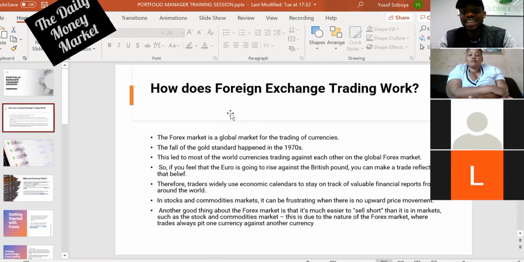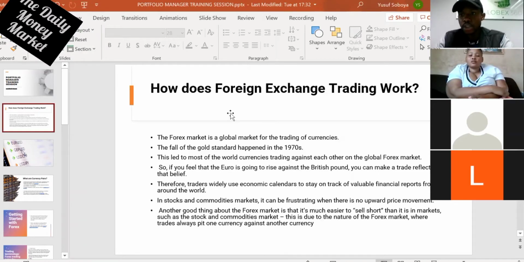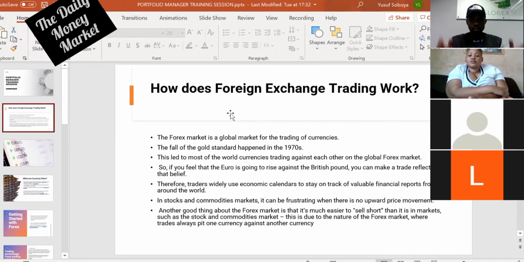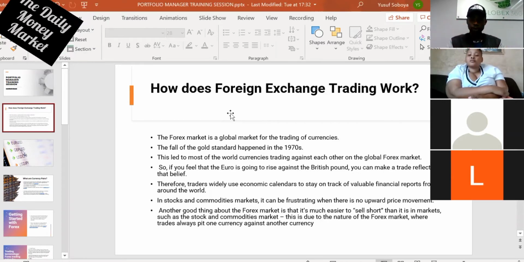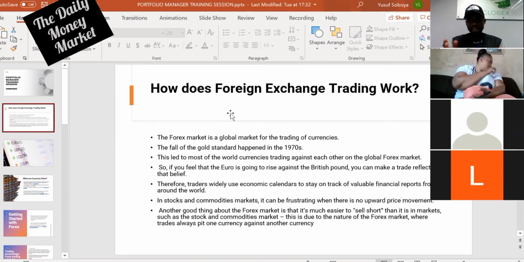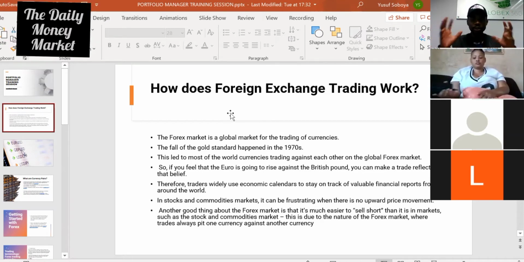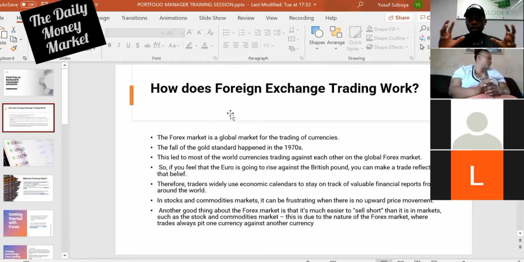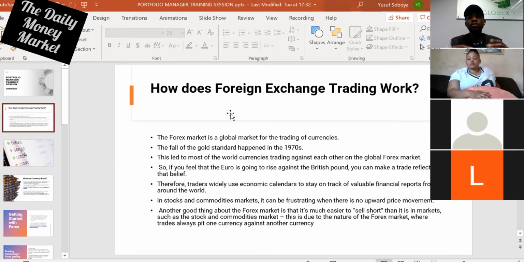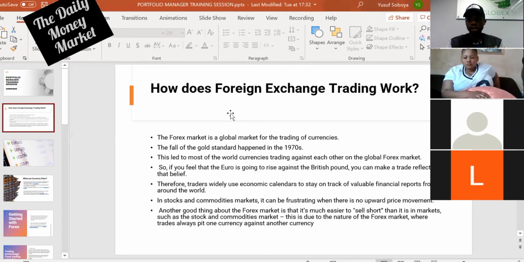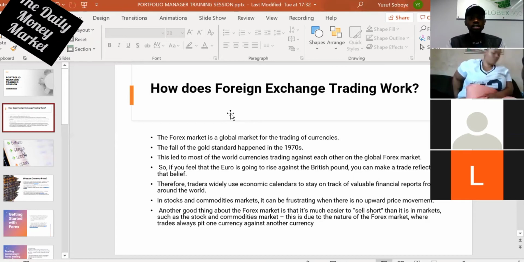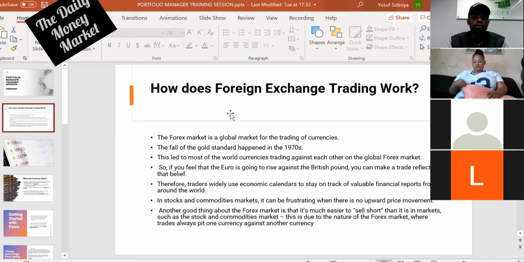How does forex exchange trading work? So first of all, if you're a beginner, we need to understand we are in forex trading, foreign exchange trading. So let's get a little bit of terminology and understanding in terms of how forex trading itself works.